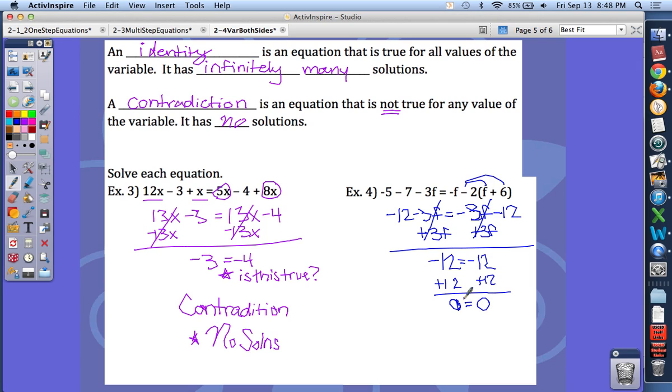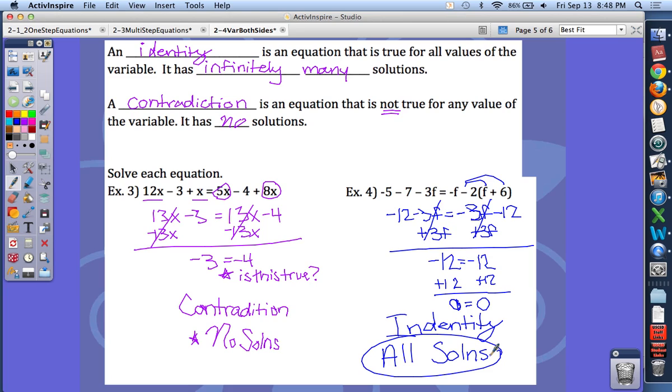Regardless, ask yourself, is this true? Does 0 equal 0? Or does negative 12 equal negative 12? Yeah. This is an identity, guys. That means there's infinitely many solutions. There's actually all solutions for this. This is all solutions. So again, the identity is just the classification. The all solutions is the answer.